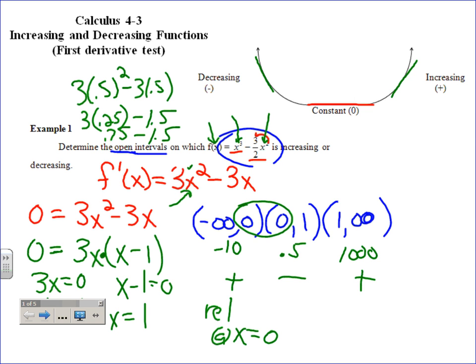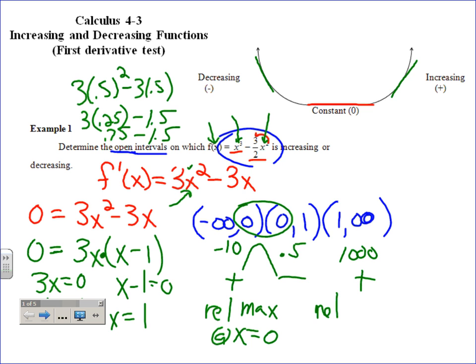Here's how I look at it. Positive I think of as increasing until it got to 0, and then it started to decrease. So that's a relative what? Max. Right? It goes from increasing to decreasing. Relative max.